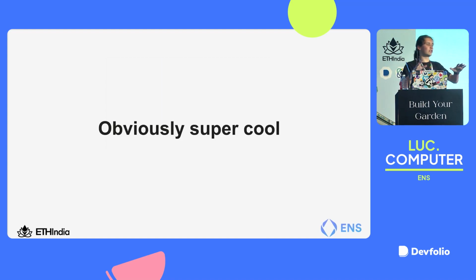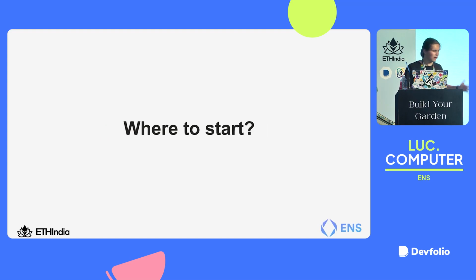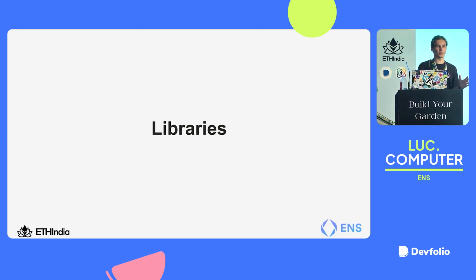So this is obviously super cool, right? But I understand that most of you are sitting here and you're going, where do I start? What is this? So there's a ton of libraries out there that already support ENS. If you're building a dApp, you're probably using Ethers or Web3.js. Or if you're doing something in the back end, you're probably using Web3 Go or Web3J for Java or anything of the sorts, right? Or just Ethers because it works in the back end as well.